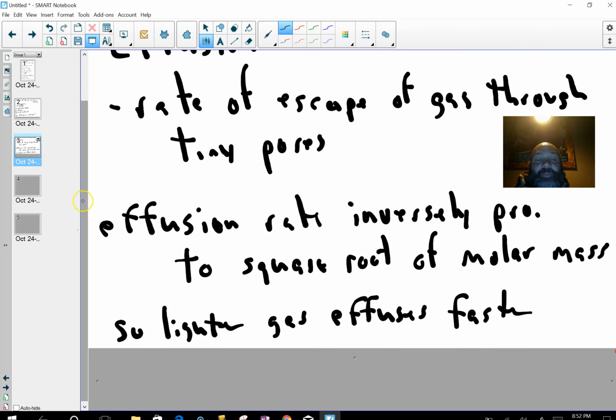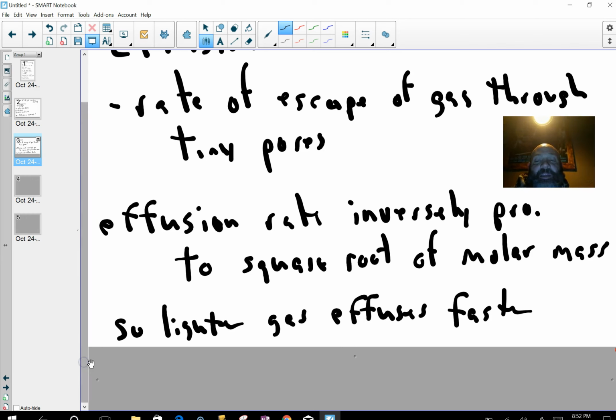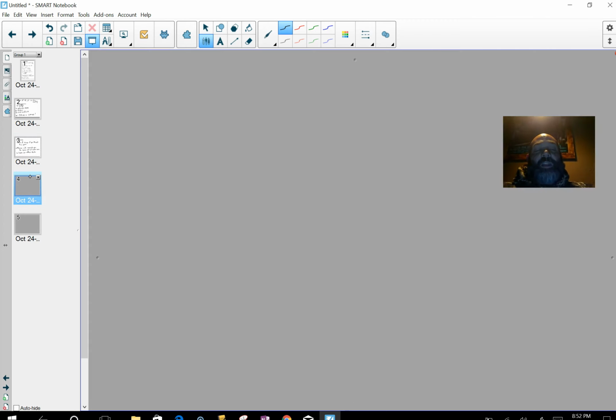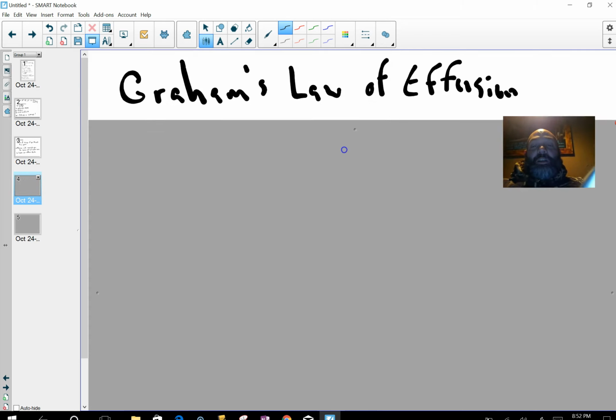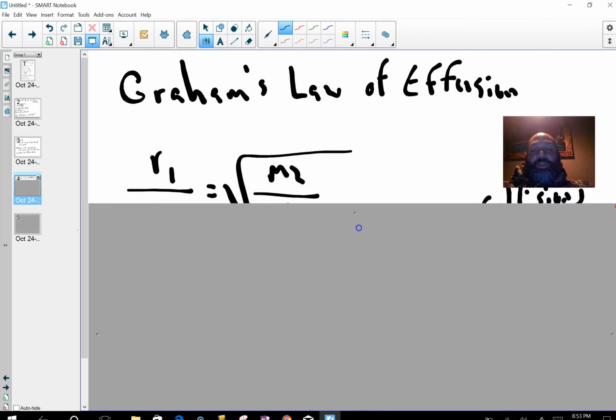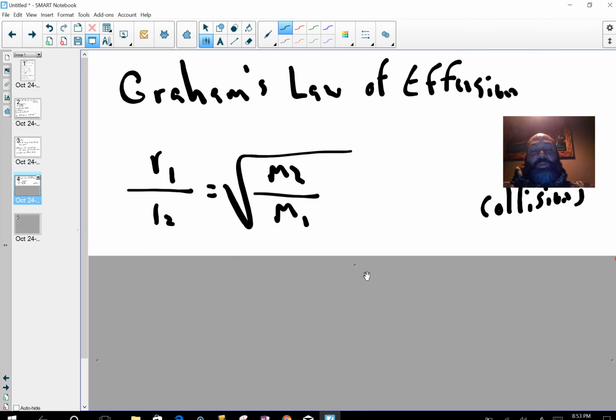So again, lighter gases will effuse faster than heavier gases, and vice versa. Heavy gases will effuse slower than light gases. Now, we can actually write some expressions for this, and we have a law called Graham's law of effusion, and it applies to diffusion as well. So a lot of times we call it Graham's law of effusion and diffusion. And basically it's saying that the rates of effusion or diffusion are inversely proportional to the ratio of their molar masses. And so what we're going to do is write, in this case, R1 over R2.